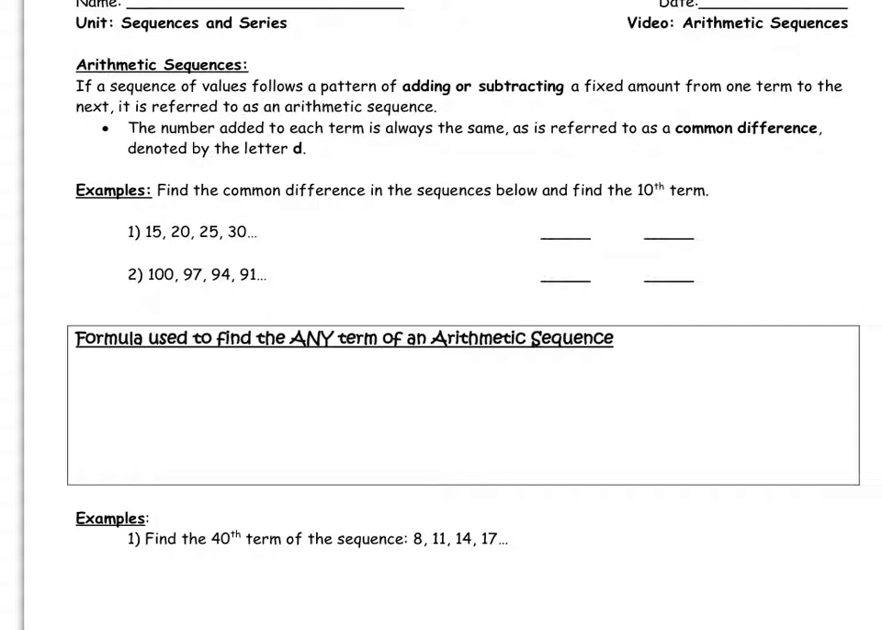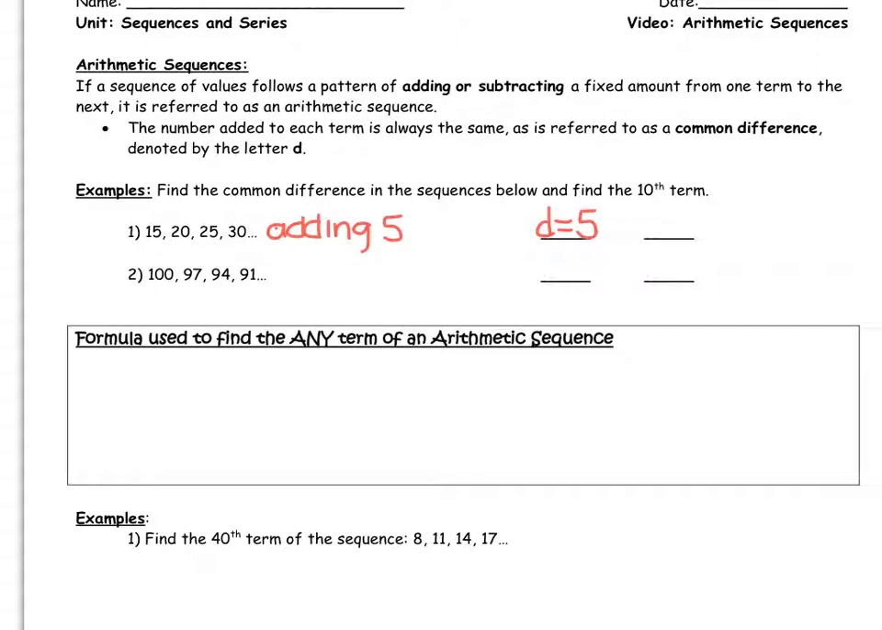So looking at the pattern, 15 to 20, 20 to 25, 25 to 30, how am I going from one term to the next? You should be saying we are adding 5. So we would say the common difference, D, is 5.